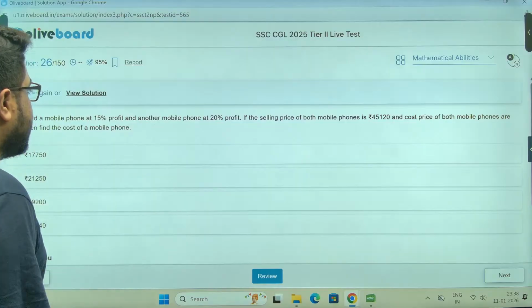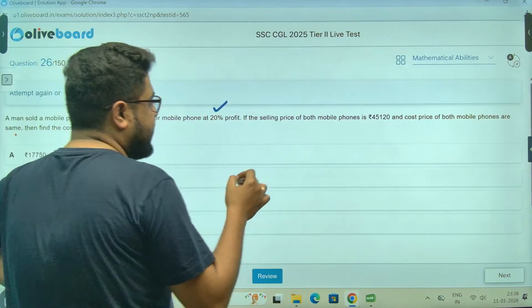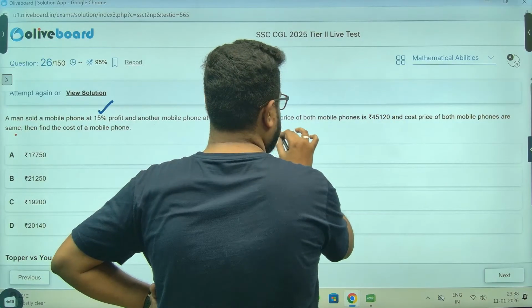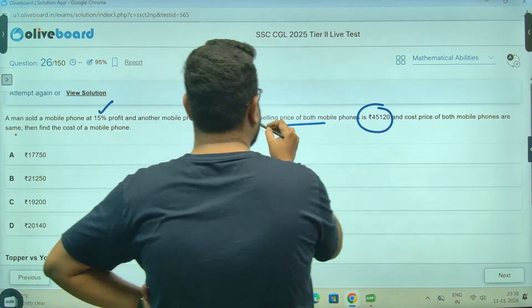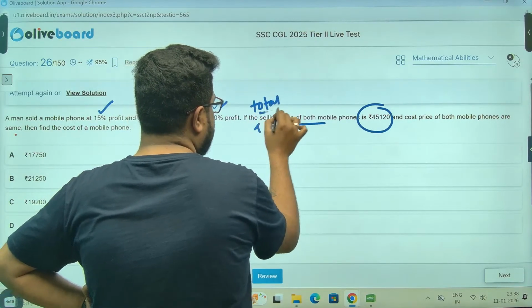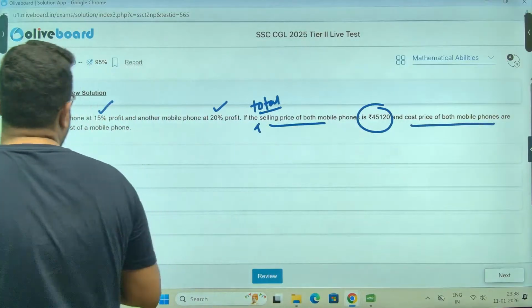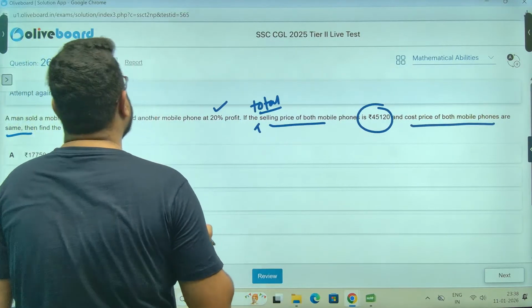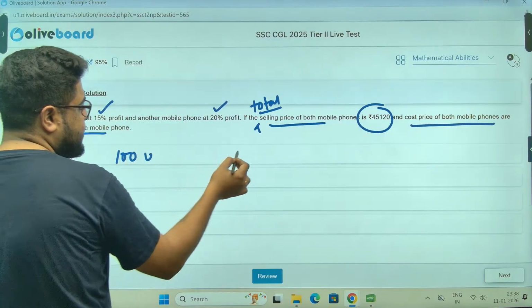A man sold one mobile at 15% profit, another at 20% profit. Like the total selling price is given, and the cost price of the phones is the same. Then find the cost price of the mobile. Sir, same CP meaning why, sir? We had done one question like this today only.